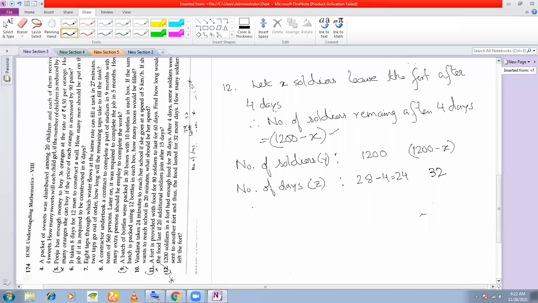So if you see Y and Z, are Y and Z in inverse variation? If you see, the number of soldiers is declining from 1200 to 1200 minus X. So this is a decrease here. Now is Z increasing here from 24 to 32? Yes, this is an increase. Therefore, we say here Y and Z are in inverse variation.